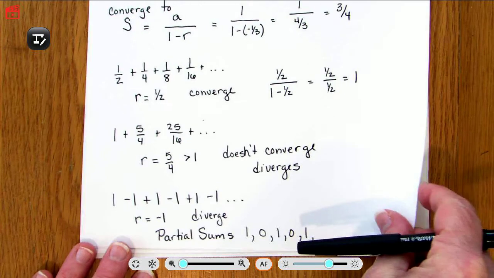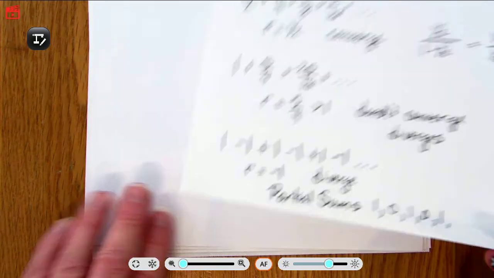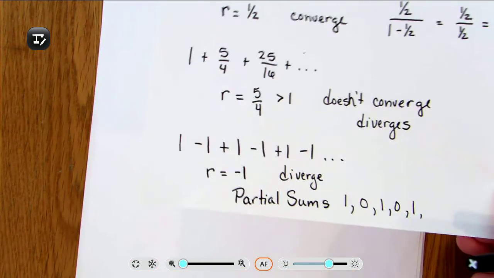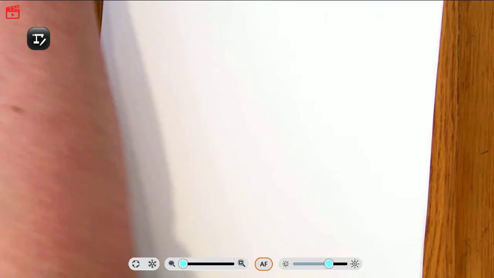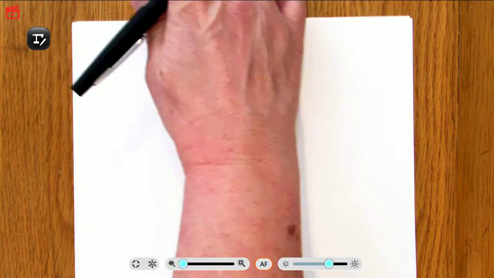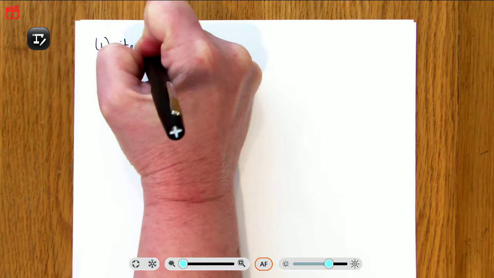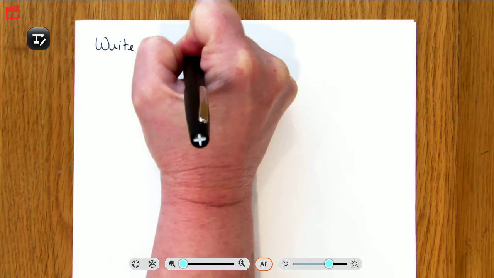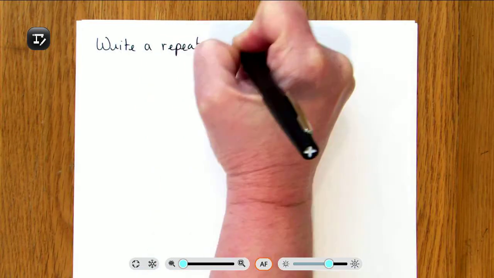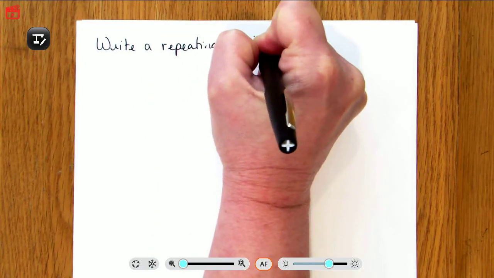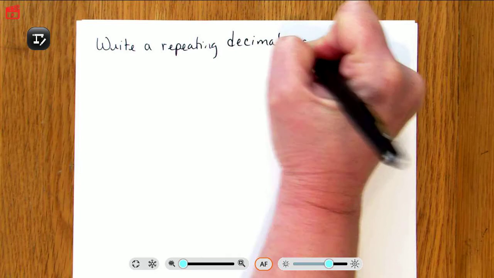Okay, where we can use this idea, there's a couple of places we can see it. But one place we'll see it is when we can write a repeating decimal as a fraction.